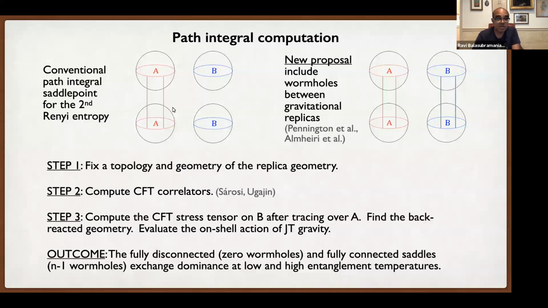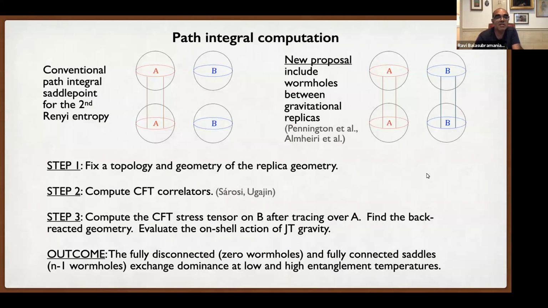So then you fix their topology and the geometry, the replica geometry. You compute the CFT correlators, and then in B, because there's classical, semiclassical gravity, you must compute the CFT stress tensor in B after tracing over A. You find the back reacted geometry. You have to deal with the gravity, and then at the end of the day, you just find out which of these saddle points dominates. Here you have the back reacted gravity geometry in the usual sense of effective field theory coupled to background semiclassical gravity.